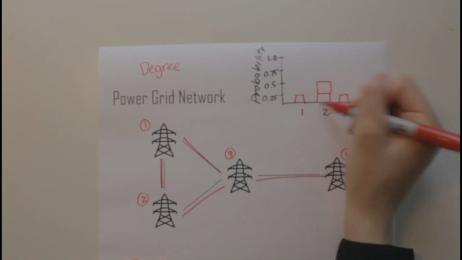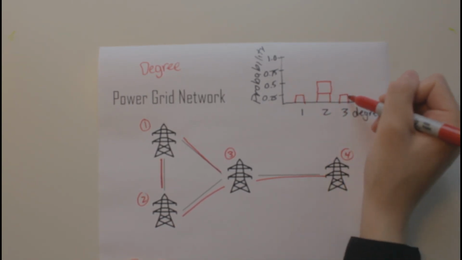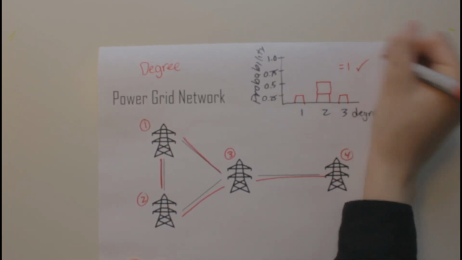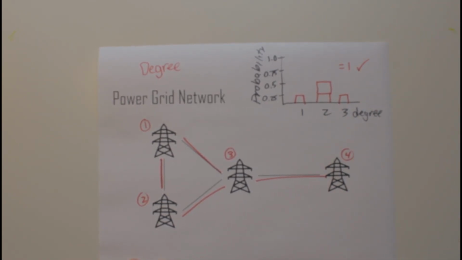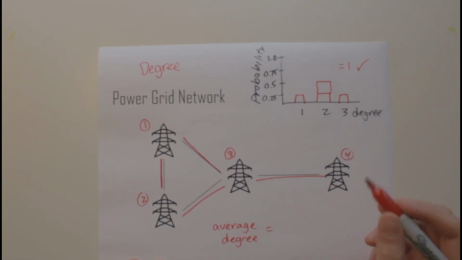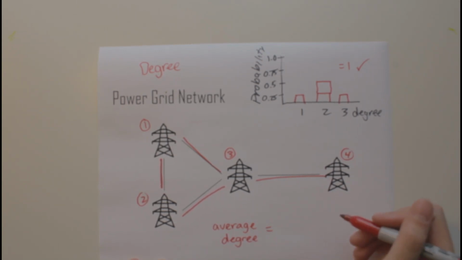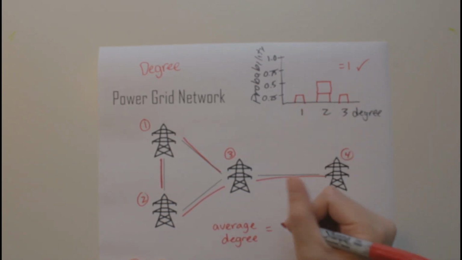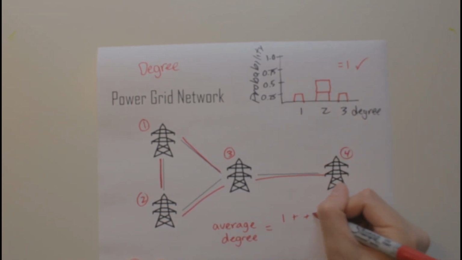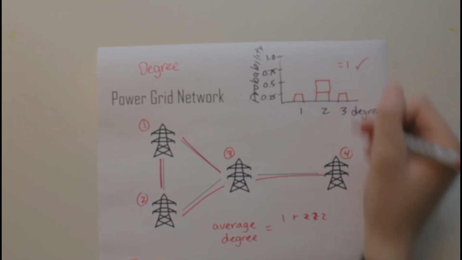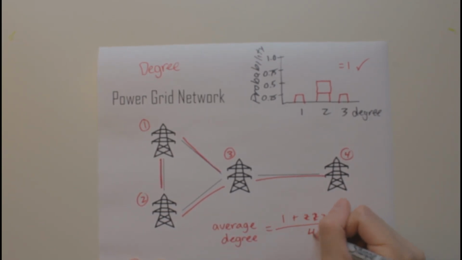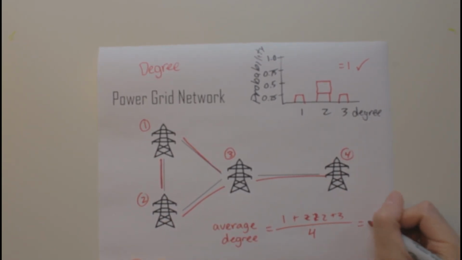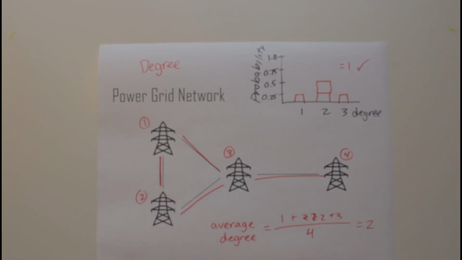Now adding these probabilities up, we have 0.25 plus 0.5 plus 0.25, which is equal to 1, which is great because probability always needs to be normalized. Now one more thing about degree that we often calculate is the average degree of a network. That is simply the sum of the degree of each of the nodes divided by the total number of nodes. So that would be 1 plus 2 plus 2 plus 3 divided by 4, because there are 4 total nodes, and that is equal to 2. So the average degree of this network is 2.